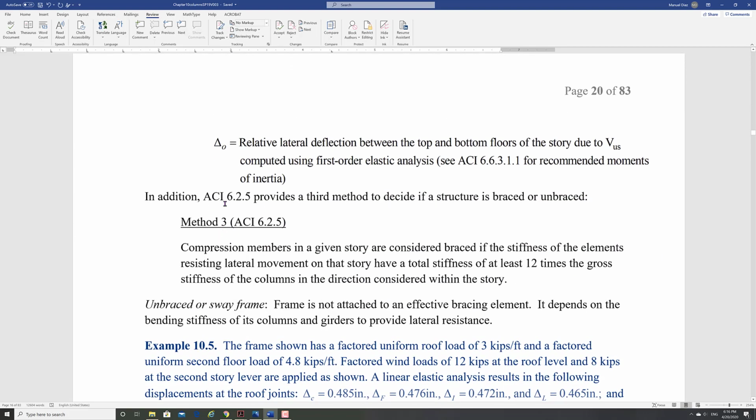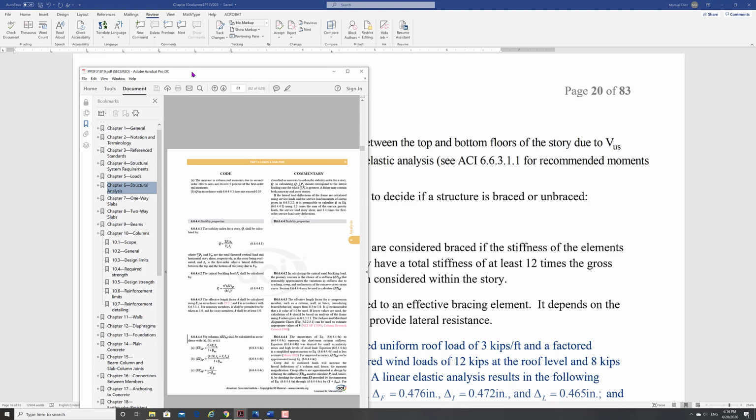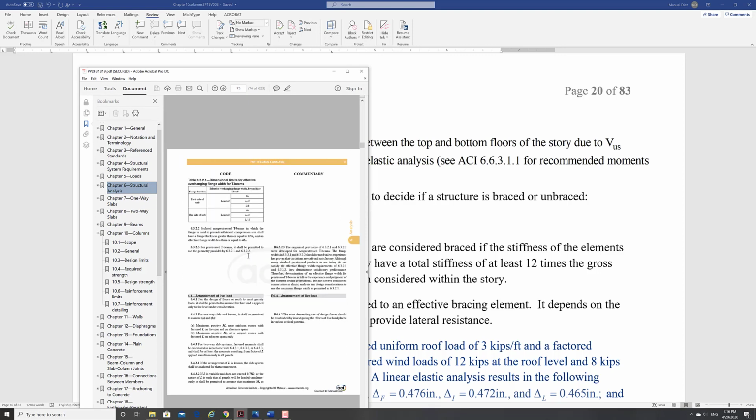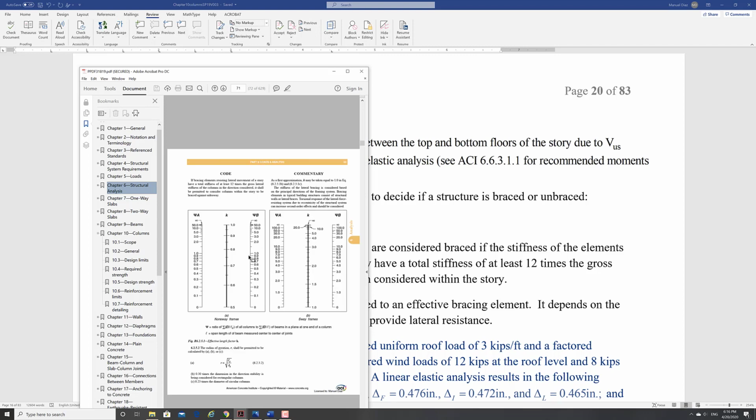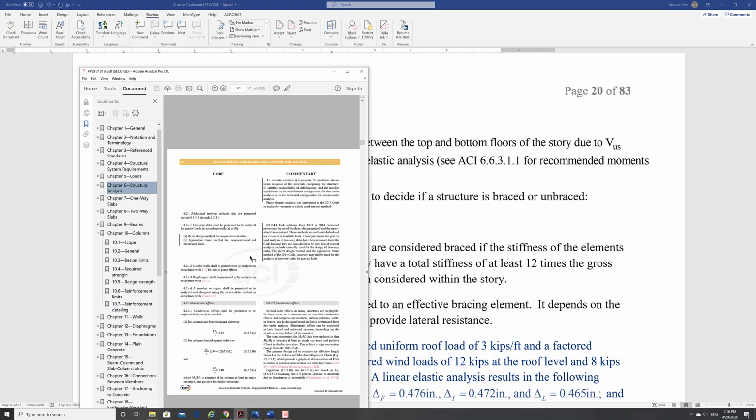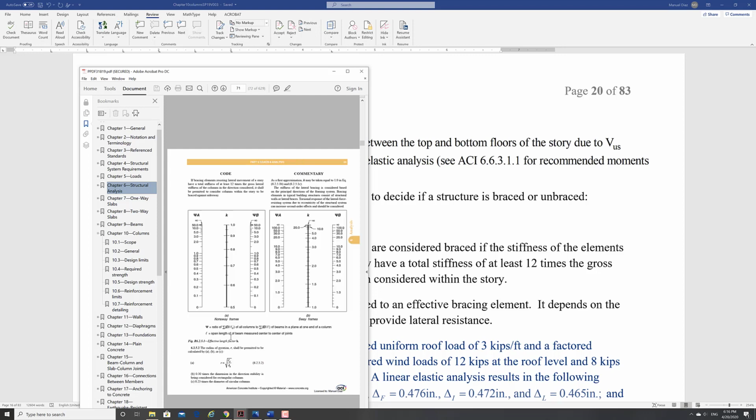And the last method that we have for that one is in section 625 of your code. So 625 is here. See if I got that right. Maybe I have this wrong. I thought no, right here. Yeah, right there. There it is.